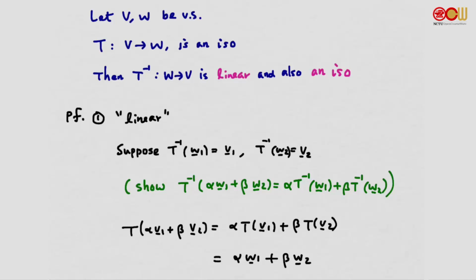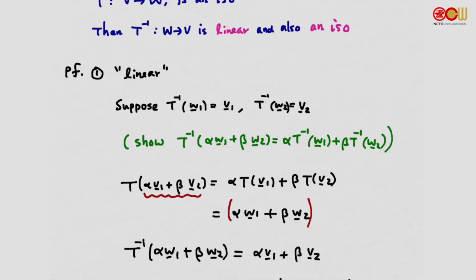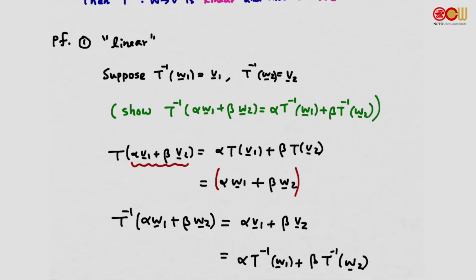From this relation, we know the image of this vector under T inverse would be this vector. So the image of alpha w1 plus beta w2 would be alpha v1 plus beta v2. And that's the same as this plus this. And that's what we set out to show.